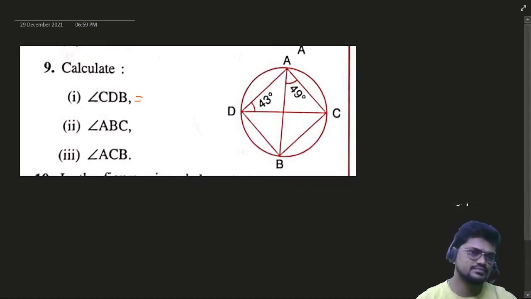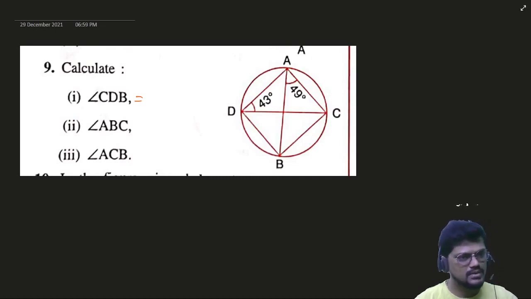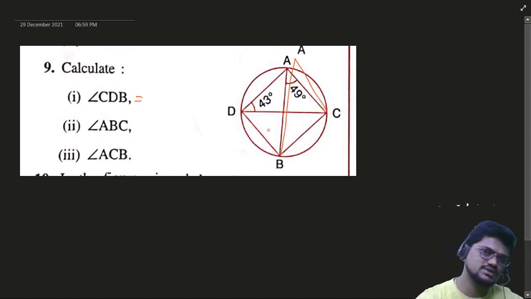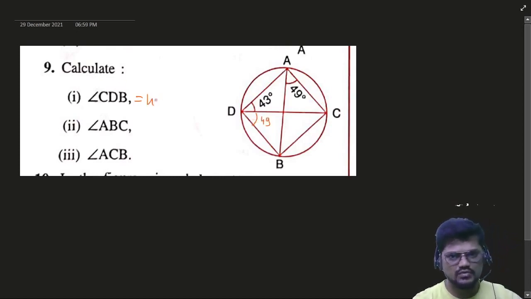Dikshant, can you tell how we can find angle CDB? Sir, it is 49 degrees. Perfect. That's right. Since CAB and CDB are subtended on the same segment, therefore this angle will be 49. Now angle ABC will be what? Again, ADC and ABC are subtended by the same segment, so this angle will also be 43.